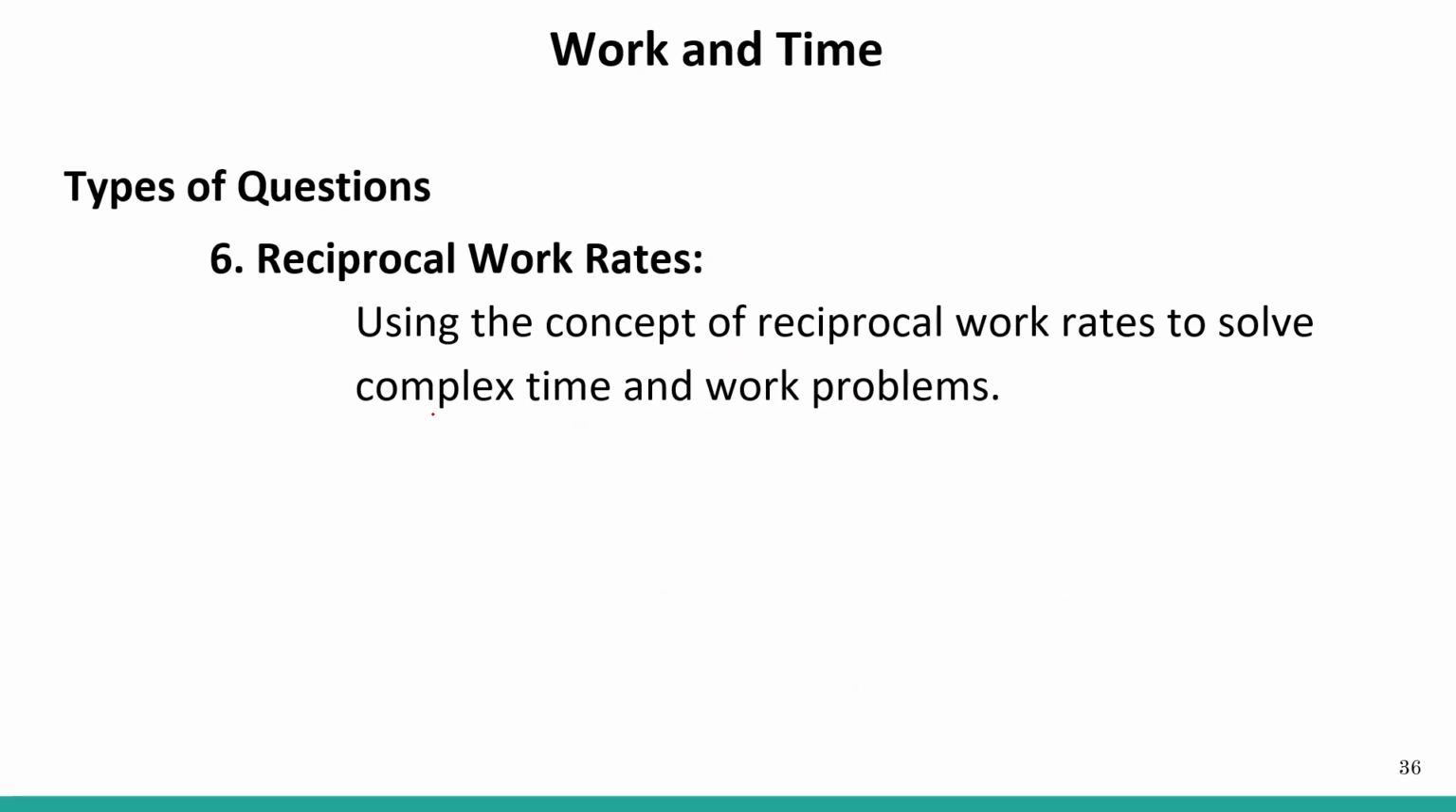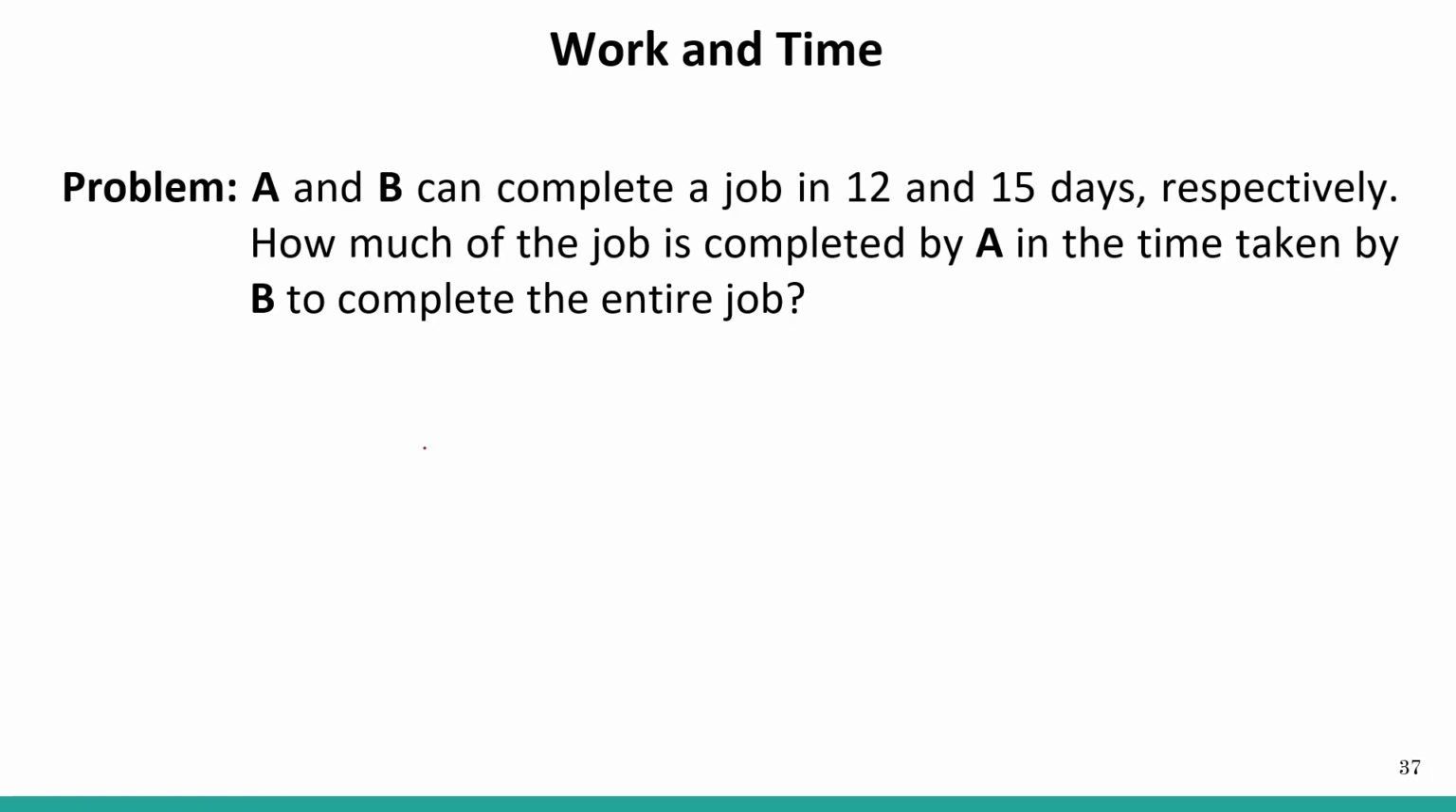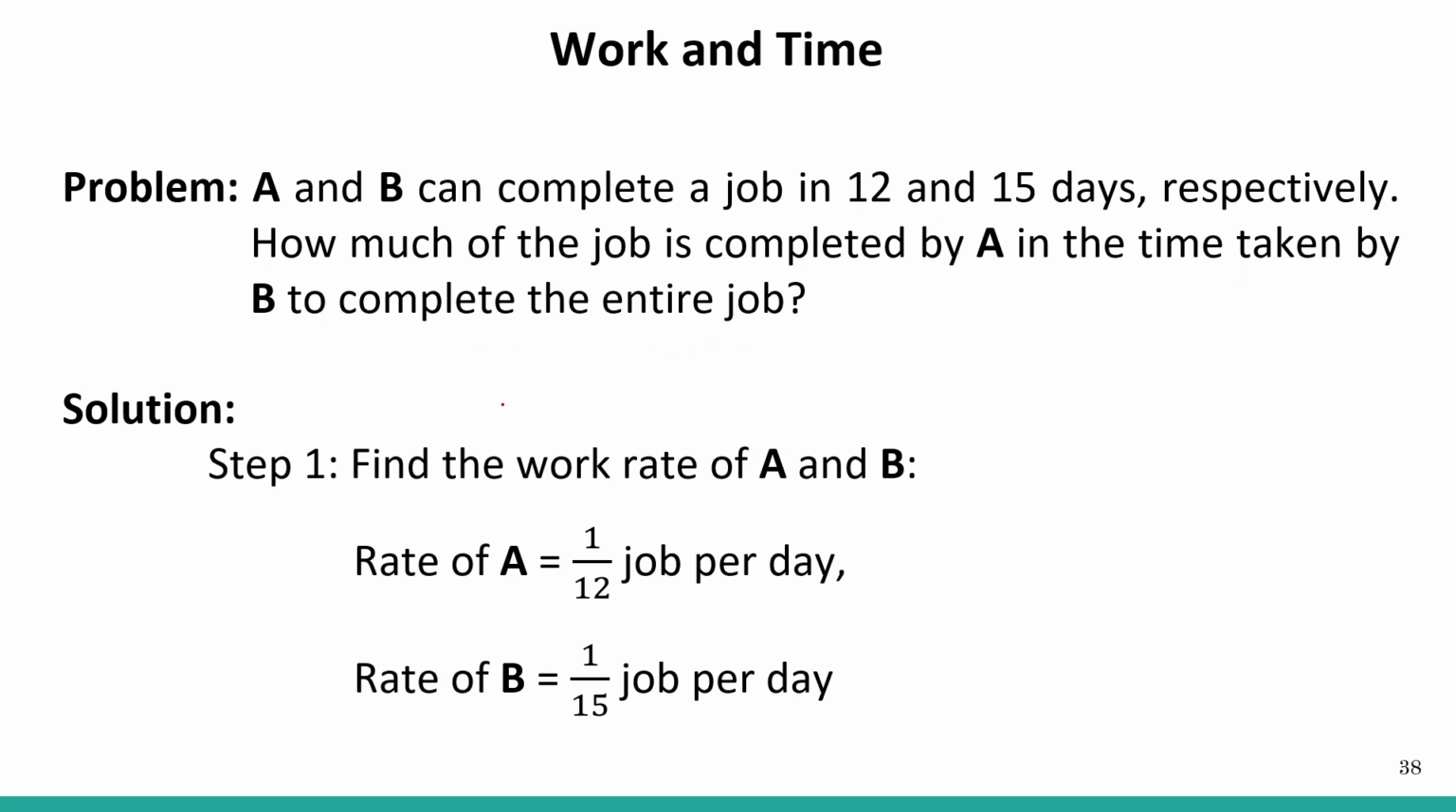Let's see the sixth kind of question. So reciprocal work rate. So using the concept of reciprocal work rates to solve complex time and work problems. A and B can complete the job in 12 and 15 days respectively. So how much of the job is completed by A in the time taken by B to complete the entire job? Let's see. So find the work rate of A and B. So 1 by 12, 1 by 15.